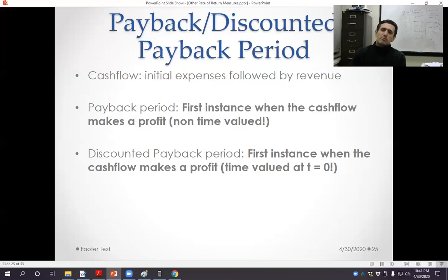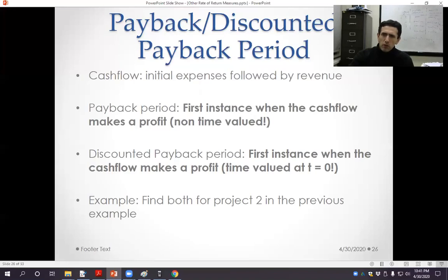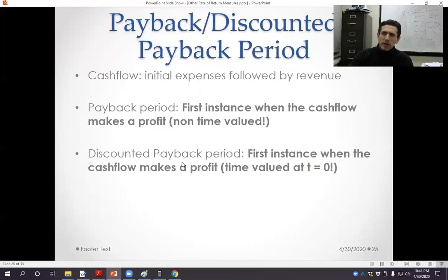Obviously, no matter what, money today is not money in the future. Generally speaking, you have inflation. Money that you spent could have been invested, so it's worth more in the future. Your expenses accrue interest because you could have invested that. So what the discounted payback period is, I'll explain how to find that in a second.